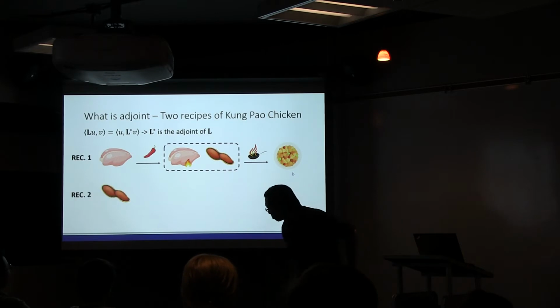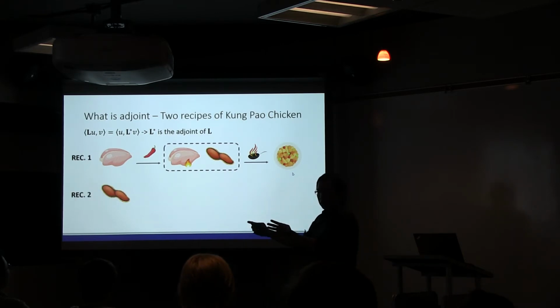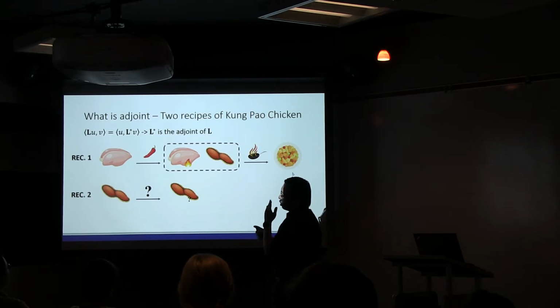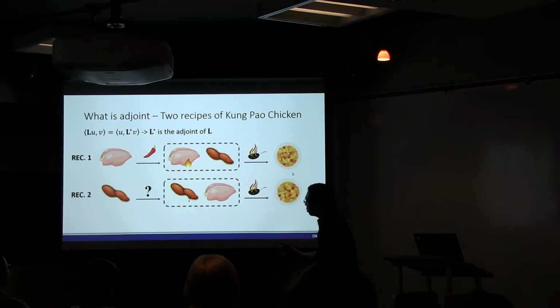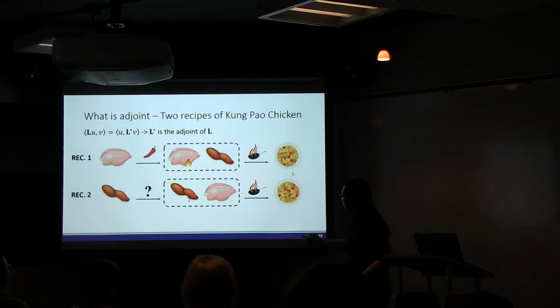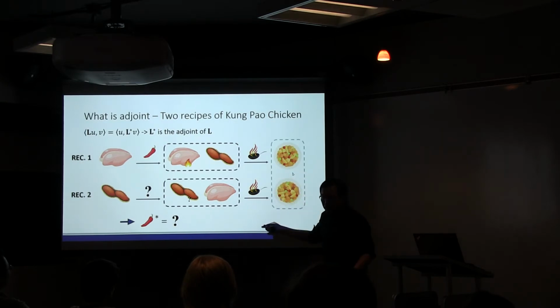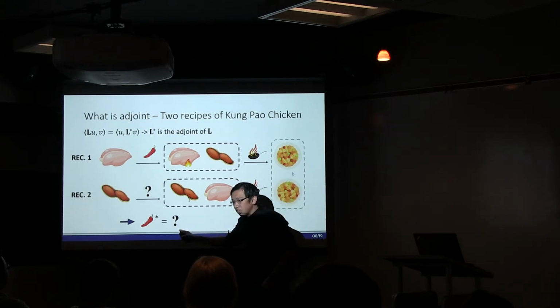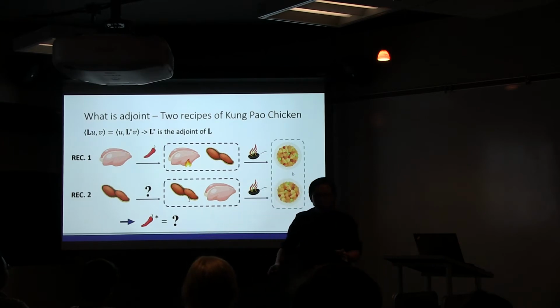Now recipe number 2. This time we start from some peanuts, and we process these peanuts with a special secret procedure called question mark. And then we stir-fry them with some chicken, and we got another Kung Pao chicken. So these 2 dishes, although they're different from each other, if they can give me the same tasting experience, then we say that this question mark procedure is the adjunct of this spicy marinade.